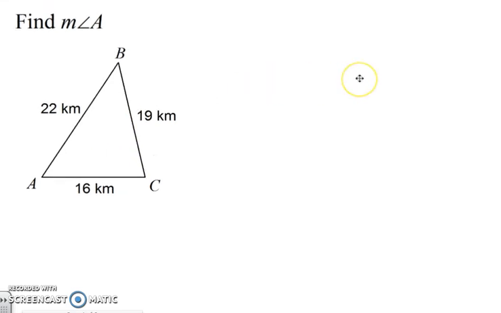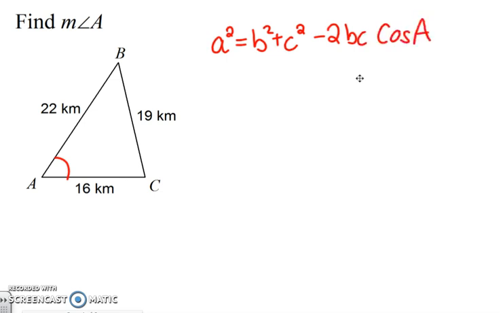So, find the measure of angle A. So I can't do law of sines because I do not have an angle measurement at all. So if I am looking for angle A, and I have all my three sides, I'm going to use my law of cosines. And I'm going to be using the first one, a squared equals b squared plus c squared minus 2bc cosine of A. So I have to use that first one because I'm looking for angle A.